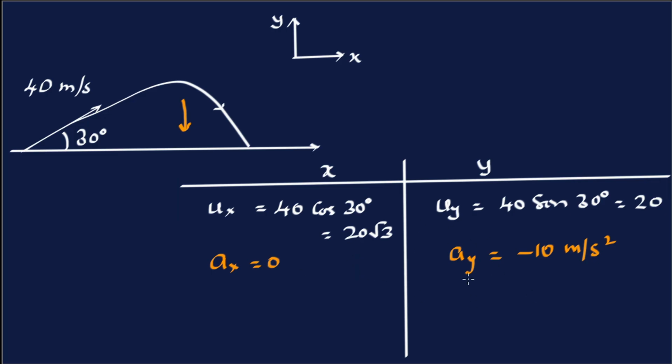So with this information, we can write down everything that we need to write. For example, velocity in the x direction, Vx is equal to ux plus axt. So ux is 20 root 3 plus axt, ax is 0. So Vx remains constant at 20 root 3. So the x component of the velocity does not change.